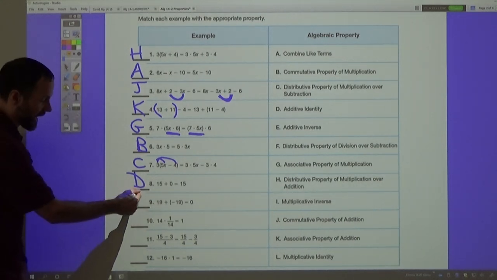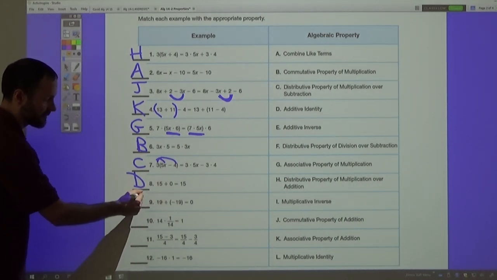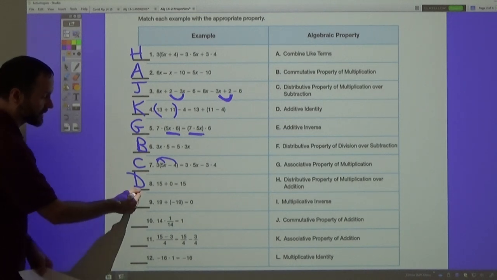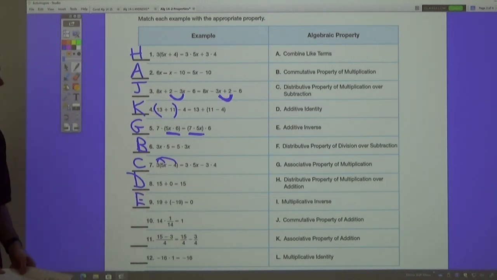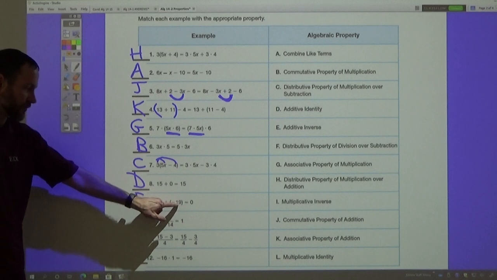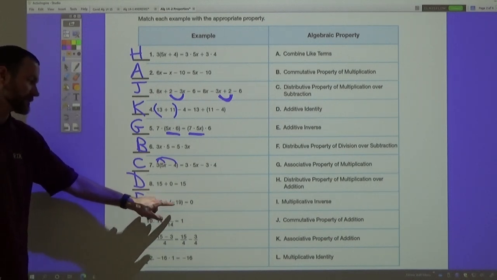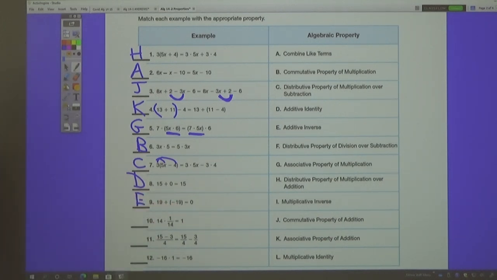Number 9, we have opposites. We have 19 and negative 19. That is choice E, which is your additive inverse. Inverse is like reverse, which is like the opposite. So 19 plus negative 19 equals 0.